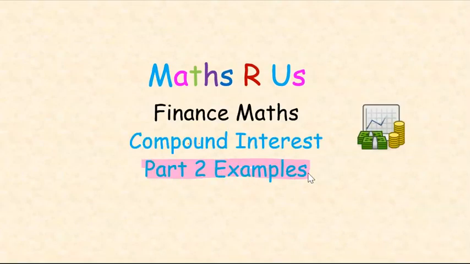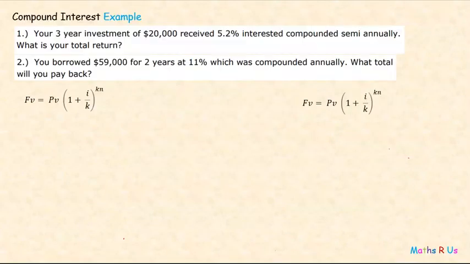Part 2 Examples. Let's have some more examples. Question 1. You have a 3-year investment of $20,000 that received 5.2% interest compounded semi-annually, every half year. What is your total return? Now, let's put these things in the formula. You want to find the total return, that's the future value.